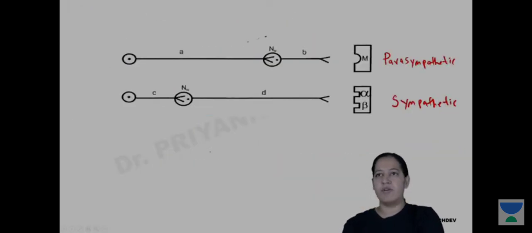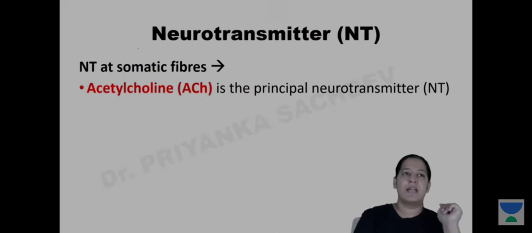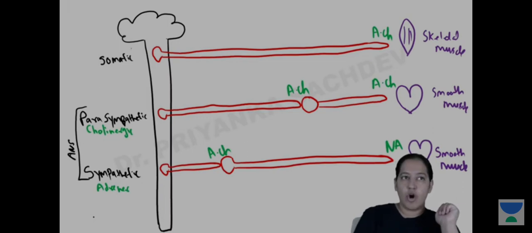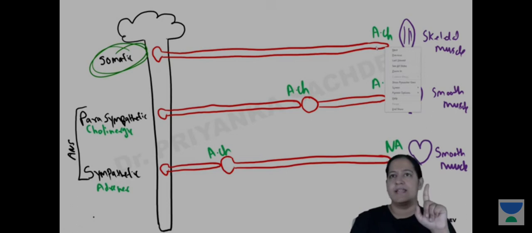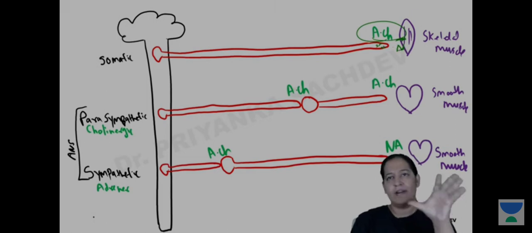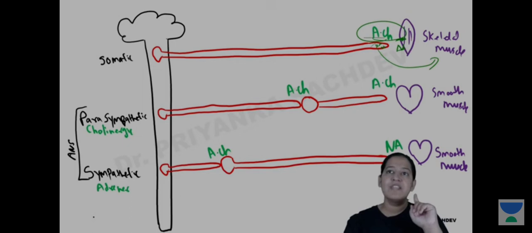One more thing I would like to tell you before starting adrenergic drugs. That is about neurotransmitters. It is clearly visible in the diagram. If you talk about somatic system, only one nerve, so one neurotransmitter. It is acetylcholine. Acetylcholine is secreted at the skeletal muscle, and it will bind with nicotinic receptors present there and contract the muscle. So neurotransmitter here is acetylcholine.